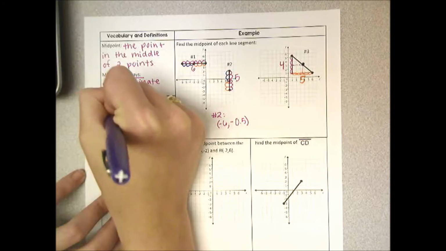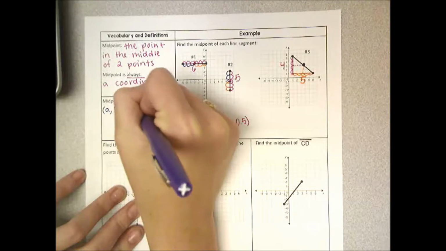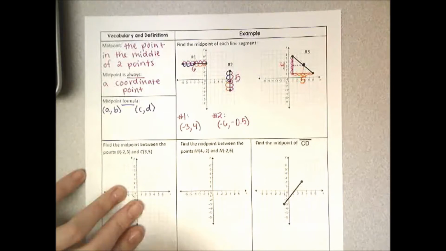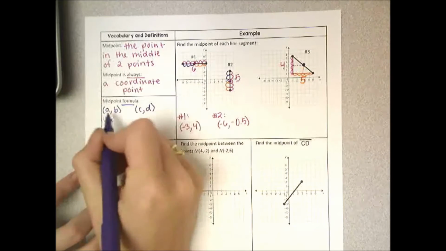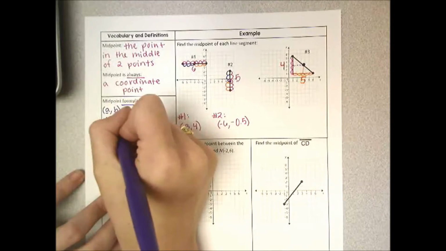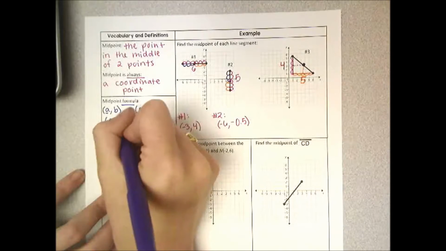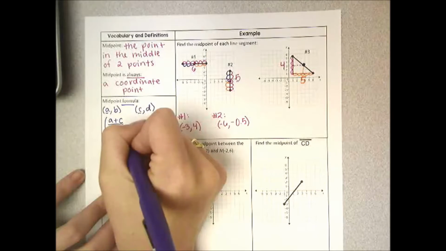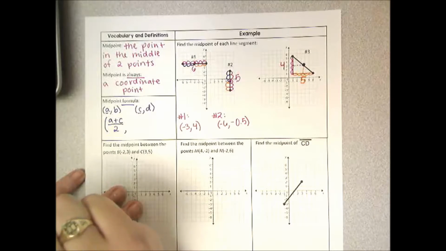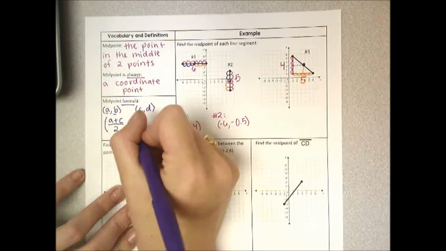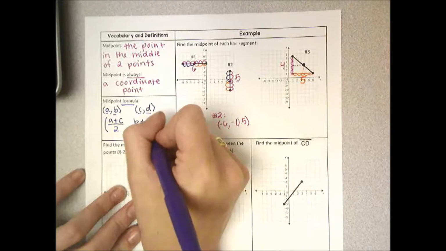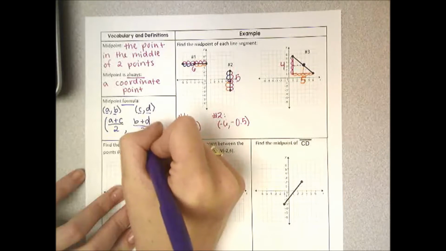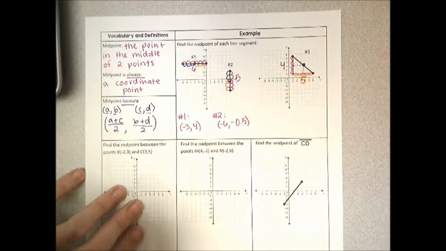So if we have 2 points, (A, B) and (C, D), and we want to find the midpoint between those points, my formula is A, the x value, plus the other x value, C, divided by 2, since it is in the middle, and then B, my y value, plus my other y value, D, again divided by 2, since we are looking for the midpoint.